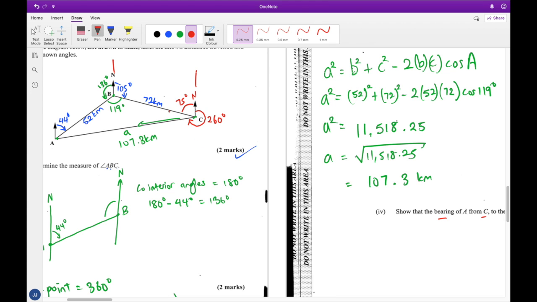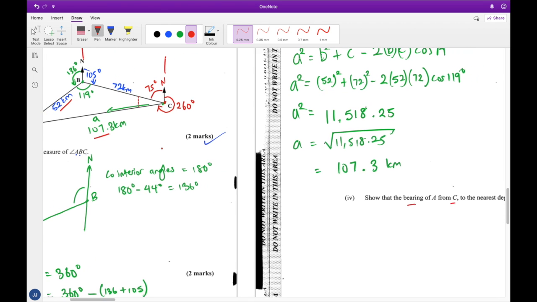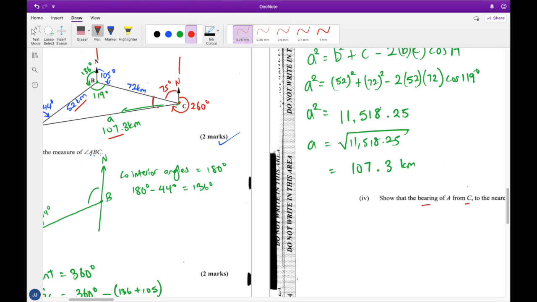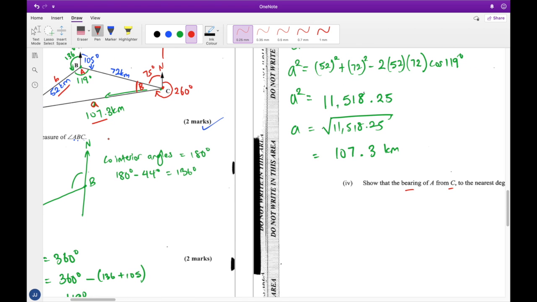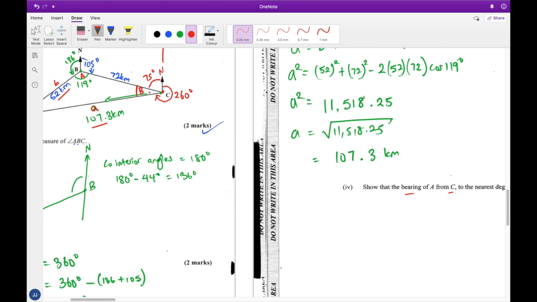So maybe I could find the angle inside of here and then use the angle around a point to show that this is 260. What could the angle inside of here be? Well, we have this angle and we have the opposite side. So maybe we could use the sine rule to find this angle here. This is the angle we want, angle B, and this is side B. And we already know that this is side A, and this is the angle A.